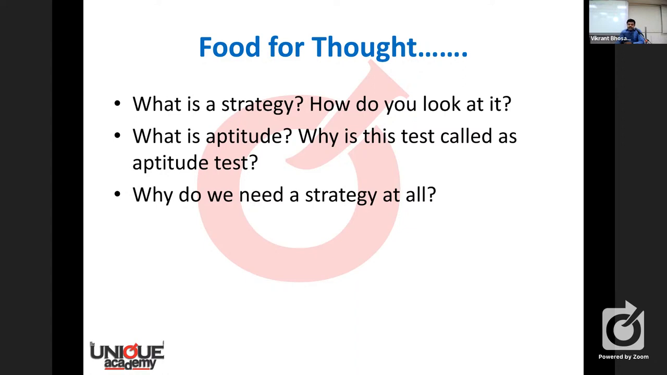Why do you need a strategy at all? Because as I said, this is a qualifying paper. You need to spend minimum time on this, but it is an uncertain paper as well, a dynamic paper as well. Many people who have ignored this paper have failed in Prelims. You should not be one among them. Because despite having better quality preparation of your GS, if you fail in Prelims, that is a bigger tragedy. Are you getting my point? That's why you need what? Strategy. All right.